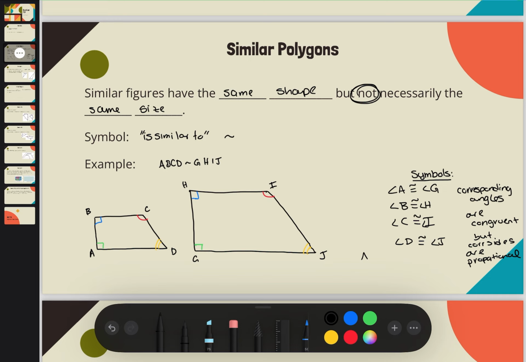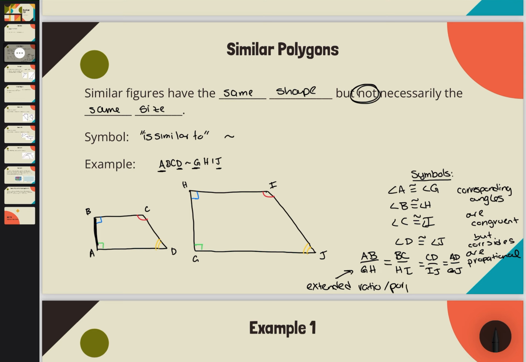So what I could say here is that side AB, this side right here, over side GH is going to have the same proportion as my next pair of corresponding sides, BC and HI. It's going to have the same proportion as CD and IJ. It's going to have the same proportion as AD and GJ. And hopefully you can see order of letters matters here, right? A corresponds with G, D corresponds with J, B with H, C with I. All right. So this is called an extended ratio. We talked about these earlier this week, extended ratio or extended proportion.